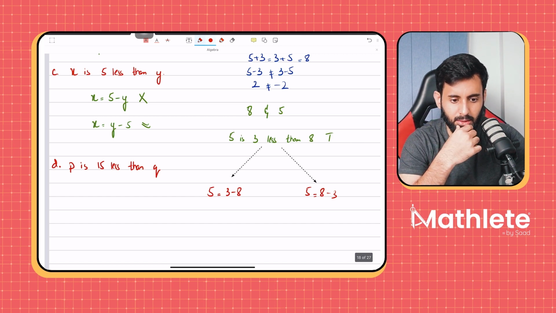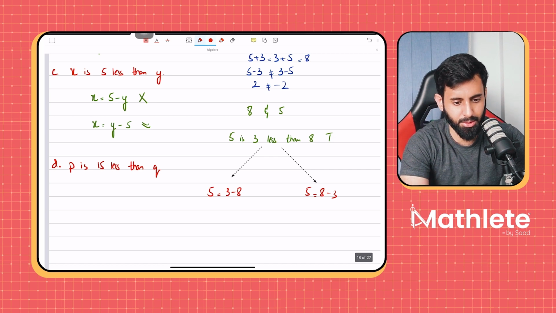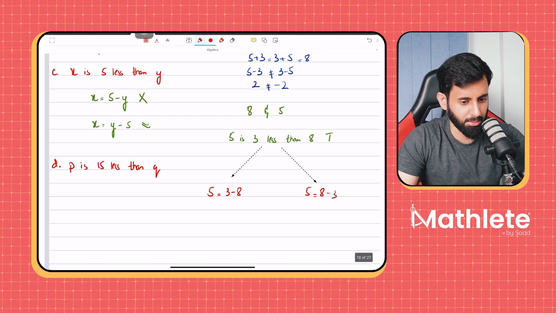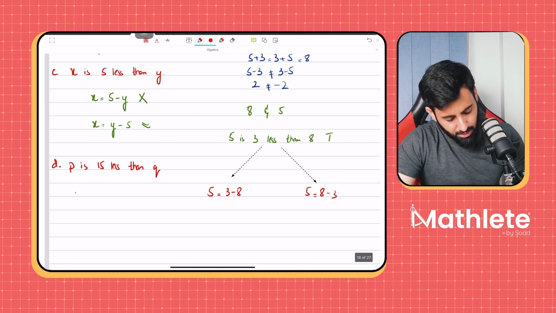Does half also come into... No, half comes into division. Okay, division or multiplication. We'll talk about that. So P equals Q minus 15. That is correct. P is equal to Q minus 15.